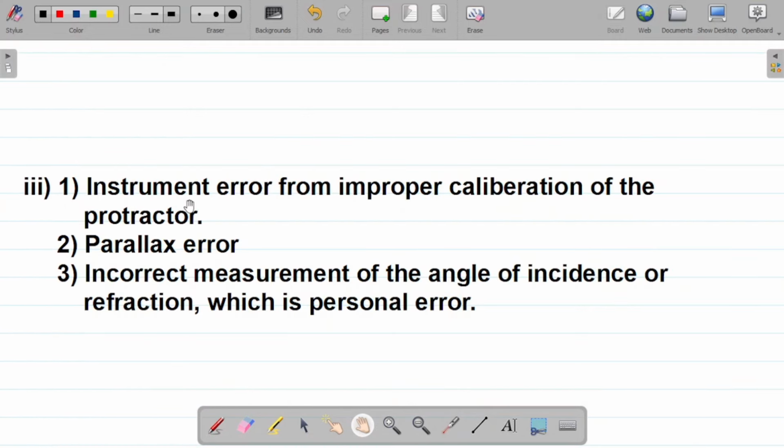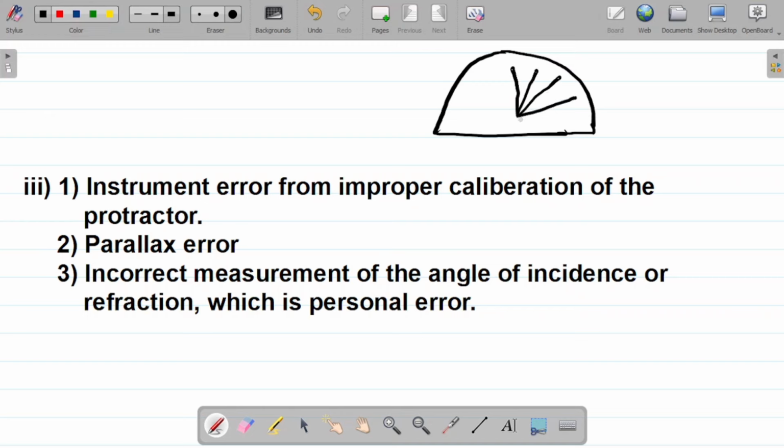The first one is instrument error from improper calibration of the protractor. So if the protractor is not properly calibrated, by calibrated I mean, there are lines on a protractor. Let me see if I can sketch this for you. If you have a protractor this way, used to measure angles like this, usually you have lines running like this, lines going like this from which you read the angles. All right, so if these lines are not properly done, you have an improper calibration of the protractor, and that can give you an error.